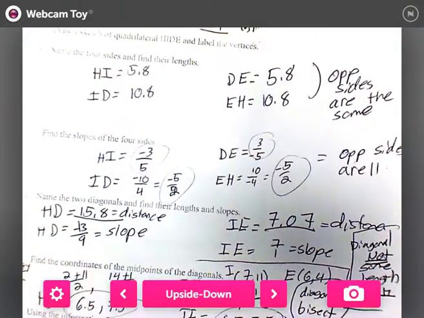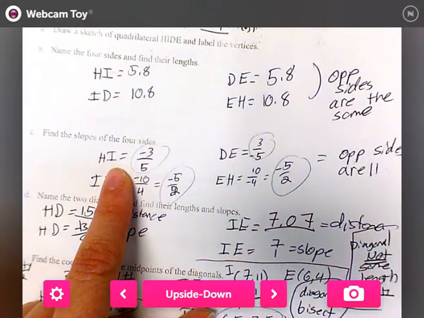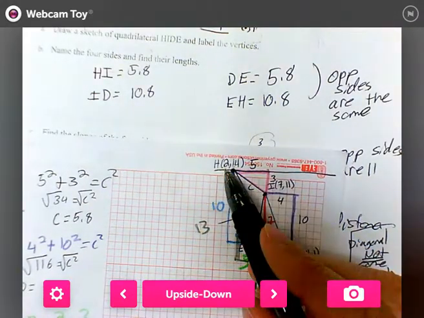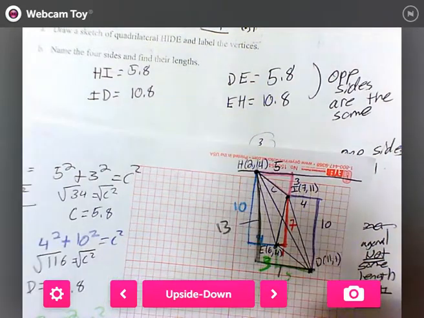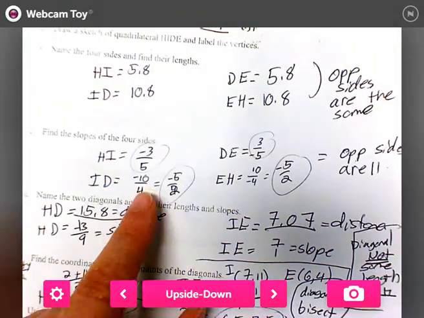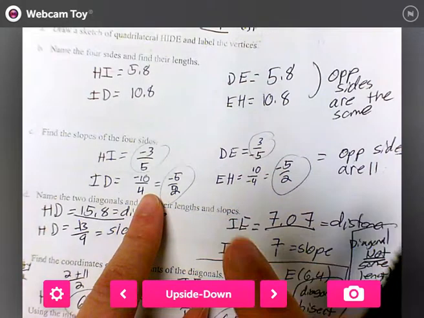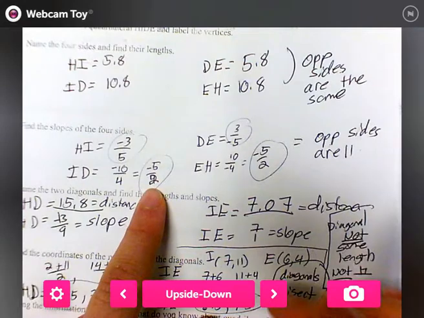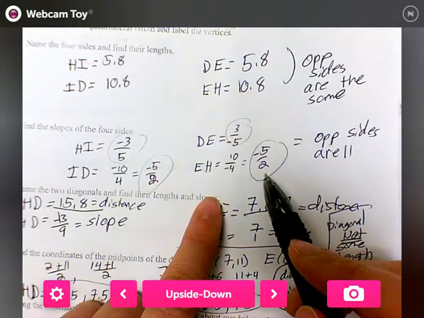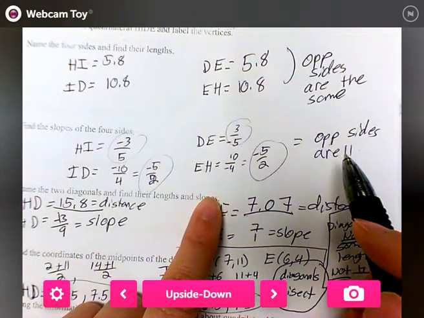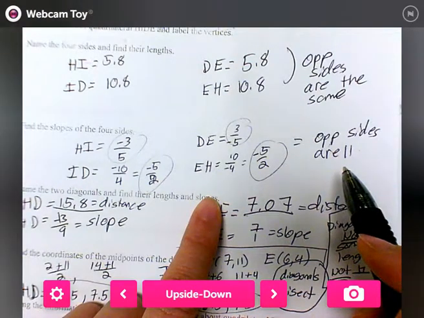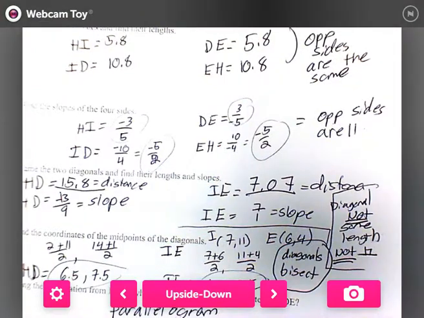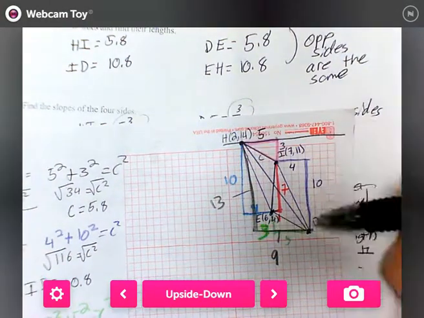Then we use this information to find the slopes. Again, if I transfer back to my graph, I can see that I went down 3 to the right 5. So that's negative 3 over 5 for HI. DE is the same, 3 over negative 5, that's the same thing. I to D, negative 5 over 2, and negative 5 over 2 for EH. So opposite sides have the same slope, they're parallel. Opposite sides are parallel.